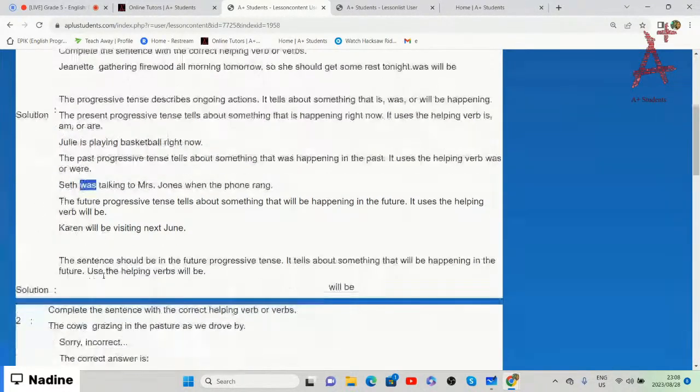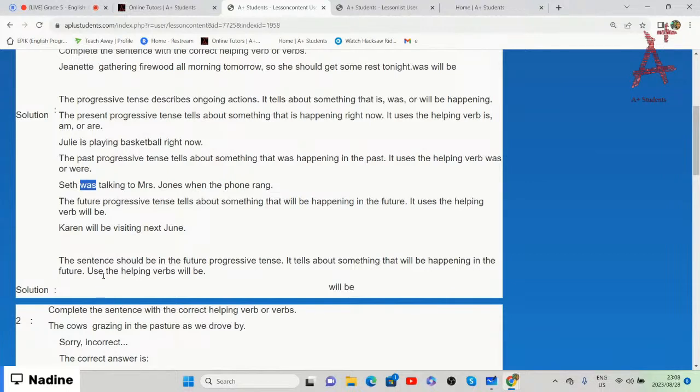Then we also have the future progressive tense. The future progressive tense tells us what is happening in the future, meaning that it must still happen, but it is ongoing action that will happen in the future. And when something will be happening in the future, we then use the helping verb will be to indicate that it will be happening.